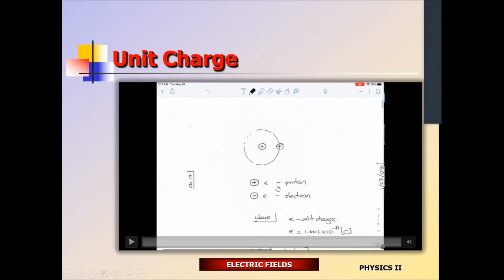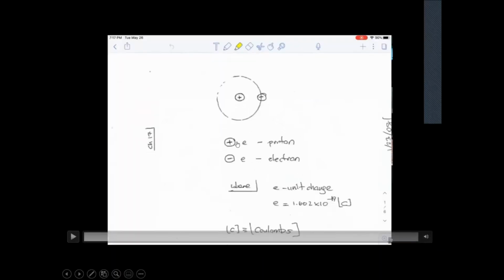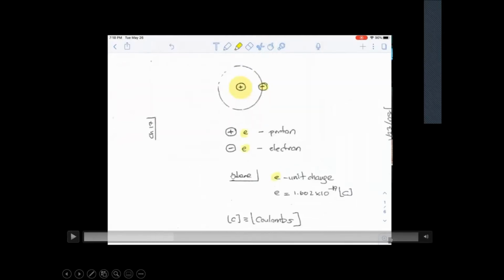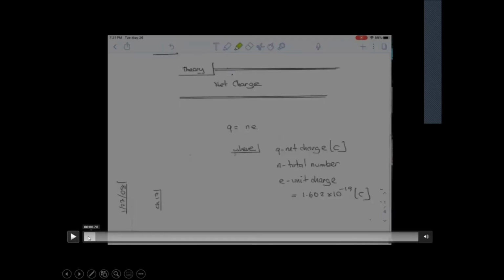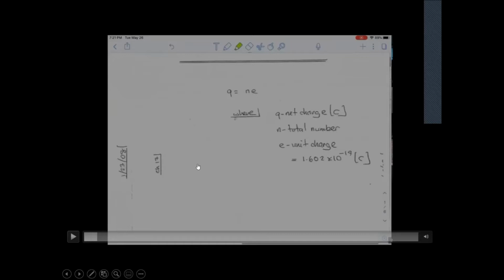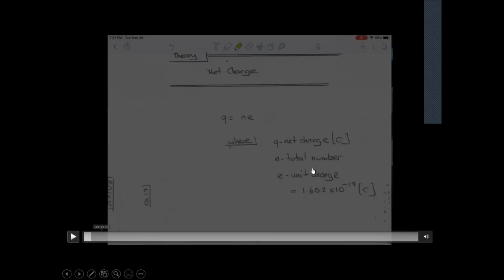Okay, so these are known as the unit charges. They could be positive or they could be negative. Positive proton, the negative electron. And both of them will have the same value. All right, so one of them is going to be negative, the other one is going to be positive. The unit is going to be coulombs. All right, so you can have charges in bunches. All right, so sum total of all charges is known as the net charge.